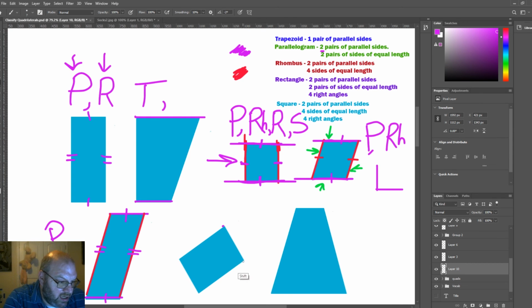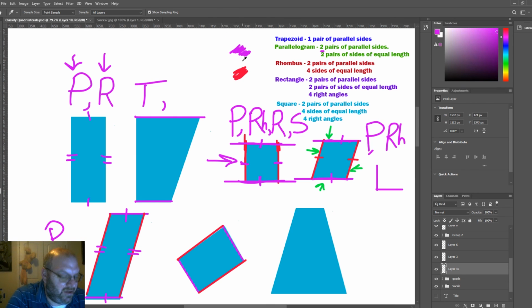This one's a little weird. We'll say that one and that one are parallel. And then we'll say these two sides are also parallel. And I wish I didn't use two colors that are close. We can tell them apart, though.